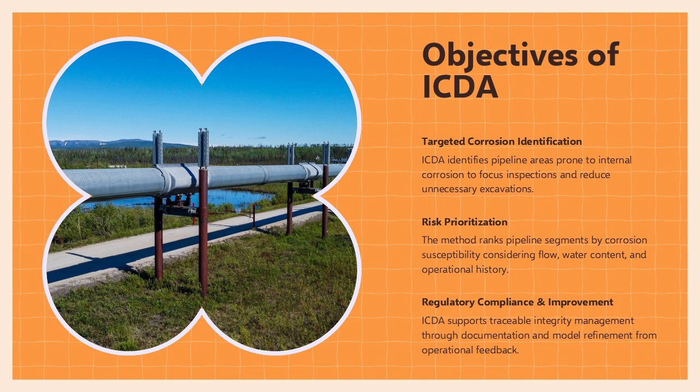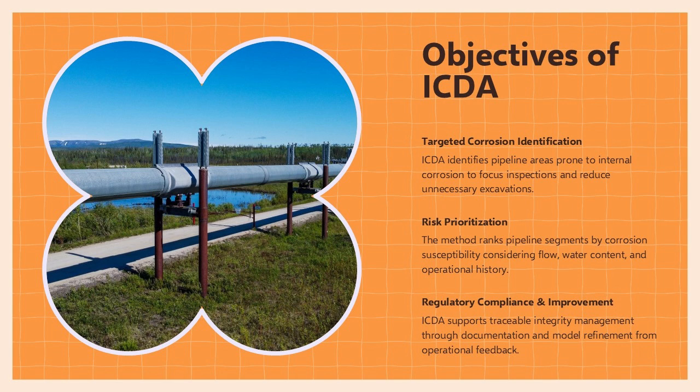Another key objective is risk prioritization. ICDA provides a structured means to rank pipeline segments based on their susceptibility to corrosion, taking into account factors such as flow regime, water content, elevation profile, and operating history. This prioritization supports informed decision-making and ensures that limited resources are allocated where they provide the greatest risk reduction.